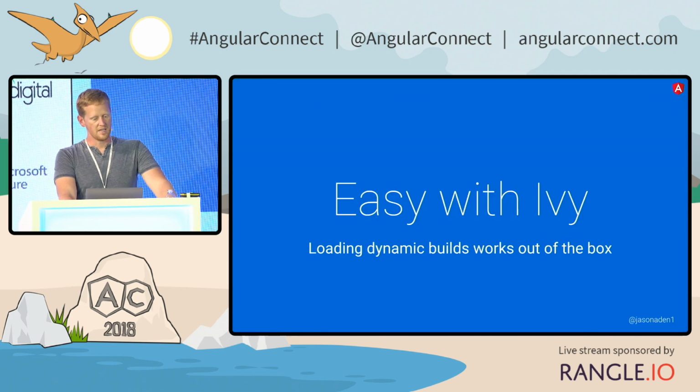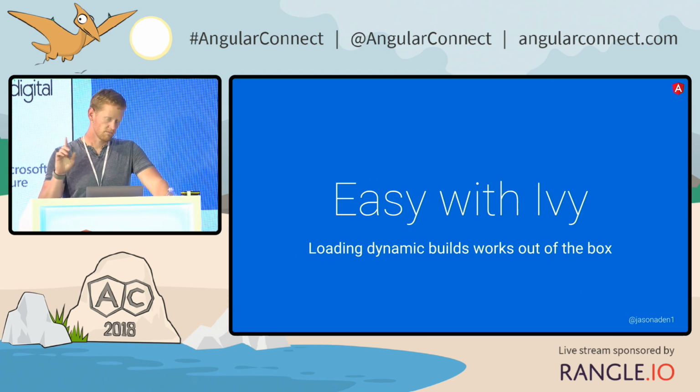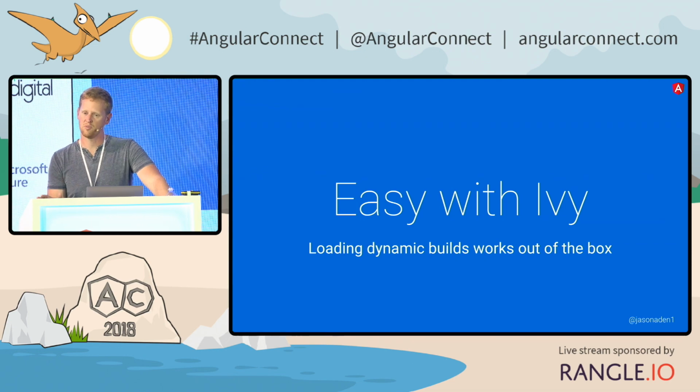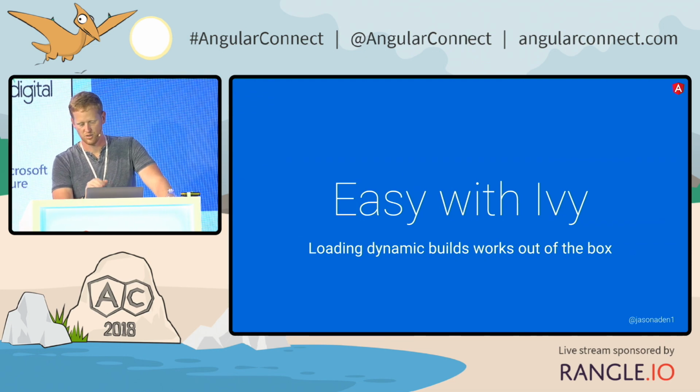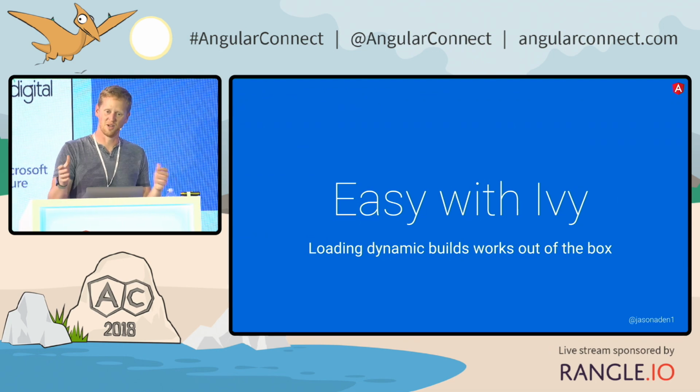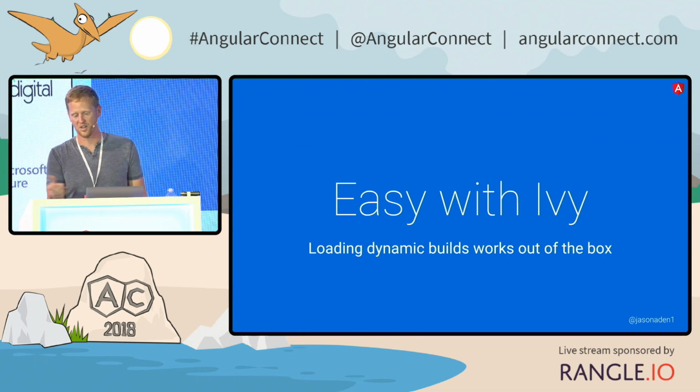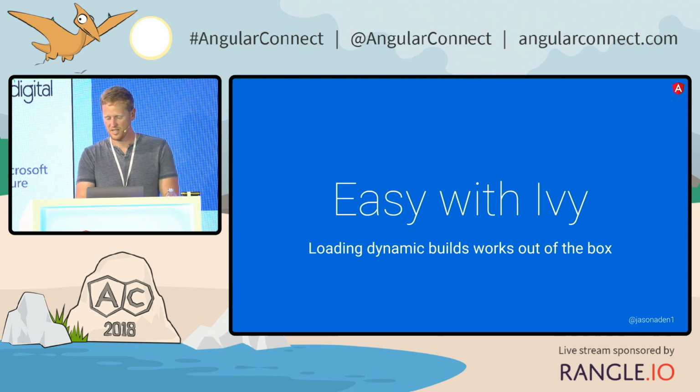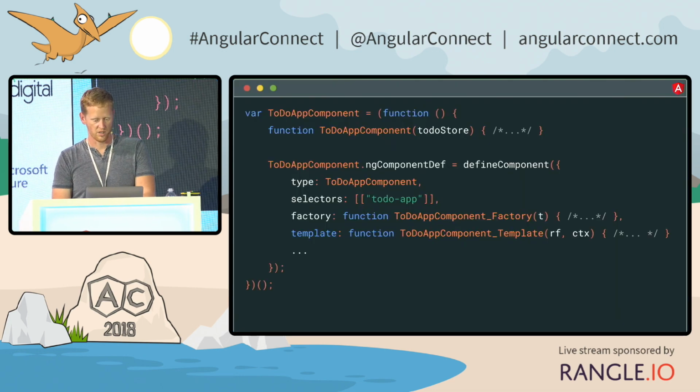So this becomes very easy with Ivy. Basically, loading of dynamic builds works out of the box, I'd say it's almost out of the box. I was up late debugging this with Kara, and we found a problem in the instruction set. This is why, as we work on these Ivy examples, we find issues. But she was able to debug it quickly, so we do have a working example.